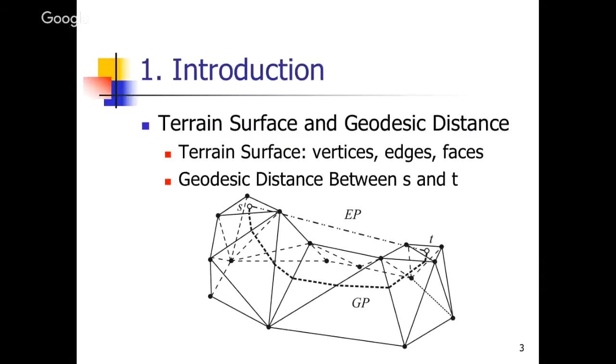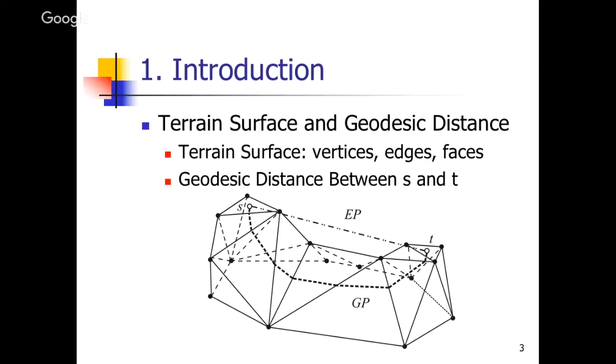So first, what is a digital terrain surface? The digital terrain surface consists of vertices, edges, and faces. Consider this example. Every black point is a vertex, and every edge connects two different vertices. And every face has 3 adjacent vertices and 3 adjacent edges.